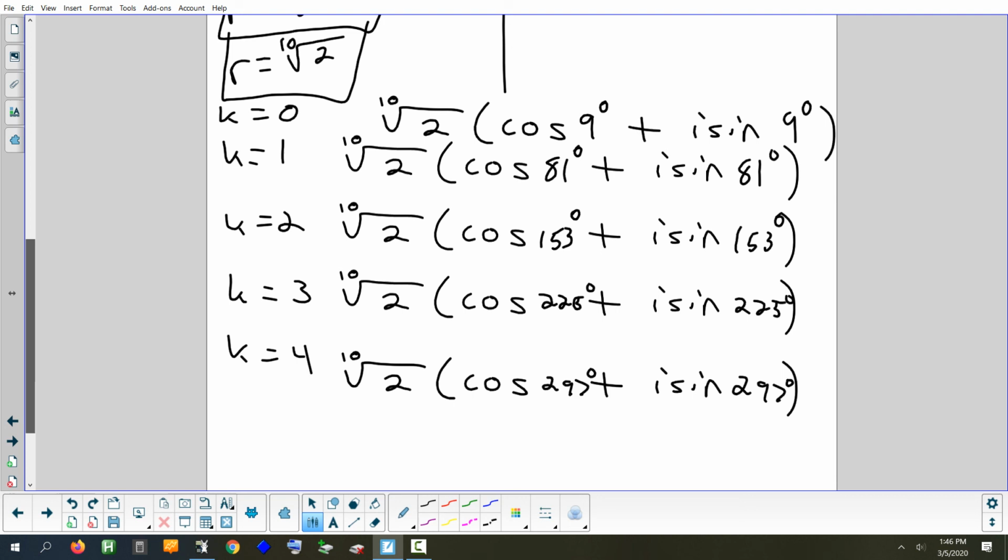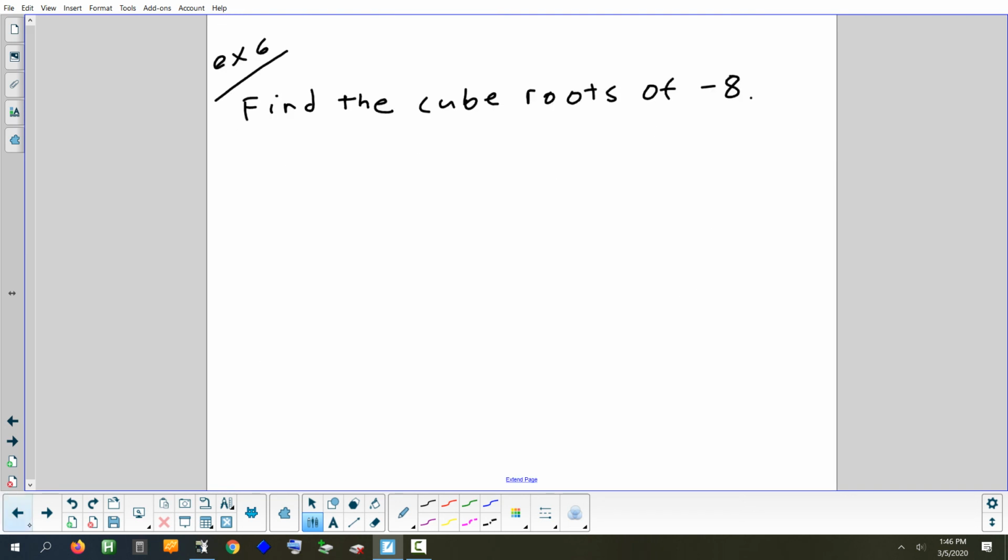All right, so we'll try one more. We're going to do cube roots. I'm going to go back down to just 3 answers. I like that. You want to do the cube? Let's do the cube roots of -8.